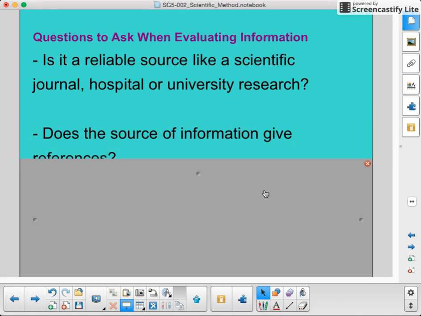You should also ask if the source of information gives references. Do they tell where they got their information, and are those trustworthy sources? And lastly, is this information fact or opinion? If it's opinion, it certainly shouldn't be used as a basis for a scientific investigation. Wikipedia is never a good source of information for these topics because anyone can contribute to that website.